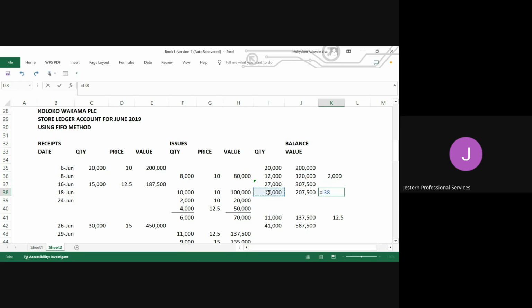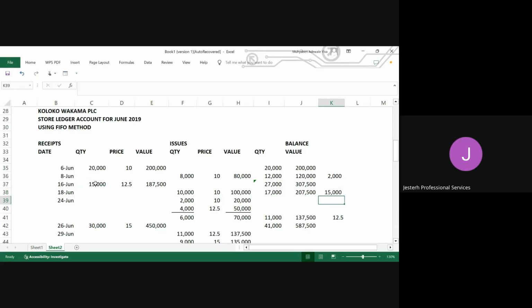The 17,000 that is remaining after we issue our 10,000 from this 27,000. Okay, let me just do this approach. The new one that we brought in is 15,000.